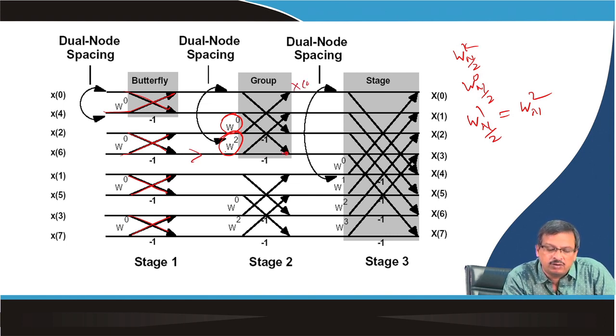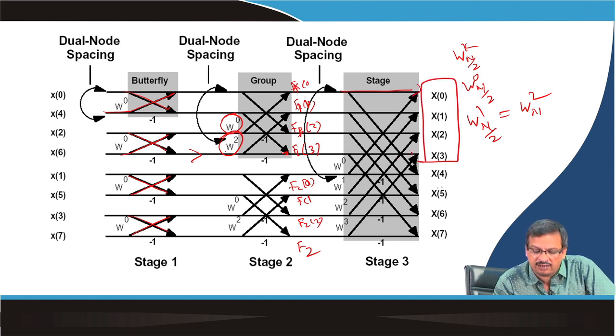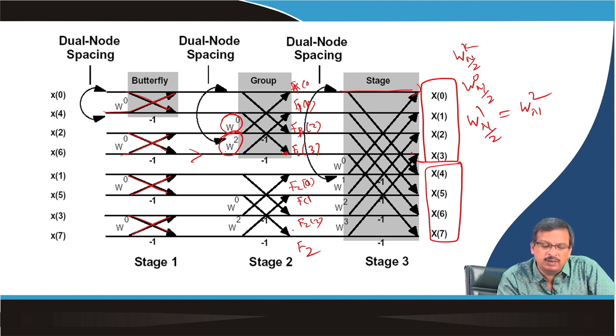So, I get x0. Let us say I get f1 0, f1 1, f1 2, f1 3. Here I get f2 0, f2 1, f2 2, f2 3. Now I am combining at the output stage. So, I know f1 plus f2 in case of x0 up to n by 2. This portion will be plus and this portion will be minus. Similarly, here also this portion plus, this portion minus, here this portion plus, this portion minus.